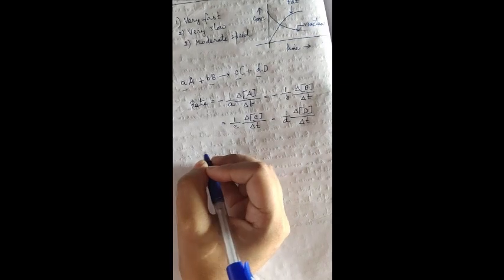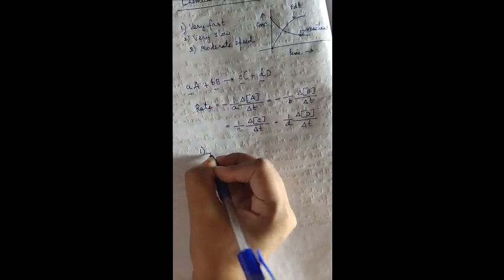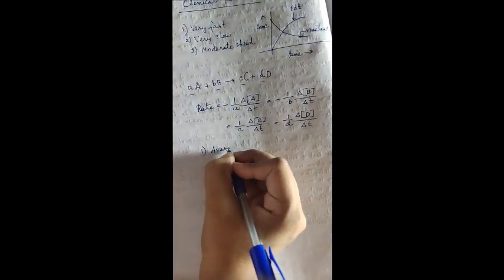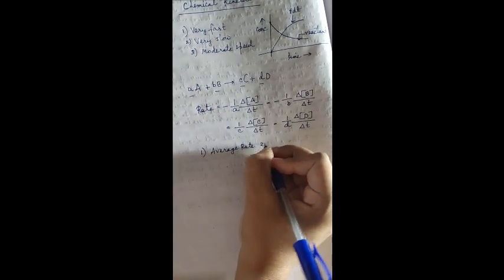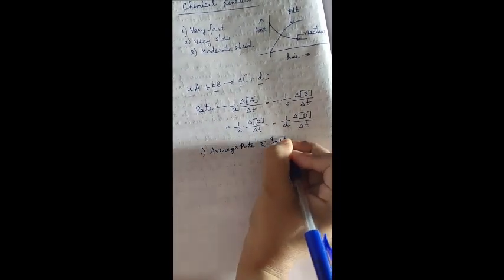Now rate can be of two types. One is average rate, another is instantaneous rate.